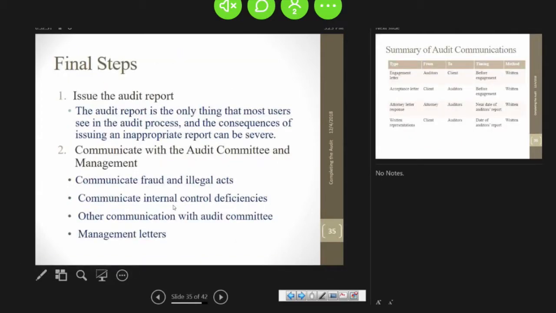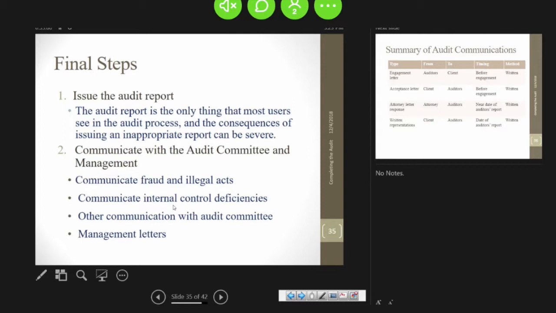So just final steps. Now we've completed the audit, we looked at adjusting entries, we looked at subsequent events, and so forth. Now the auditor has to issue the audit report, which we'll talk about on Thursday, the different scenarios that auditors face and how those scenarios impact the audit opinion and the audit report.